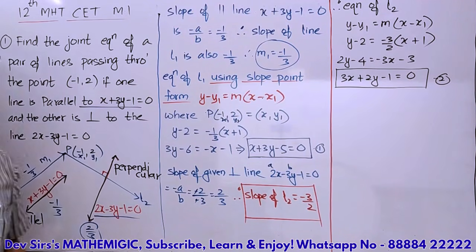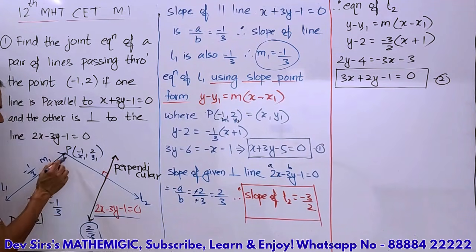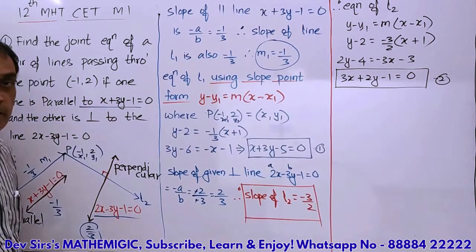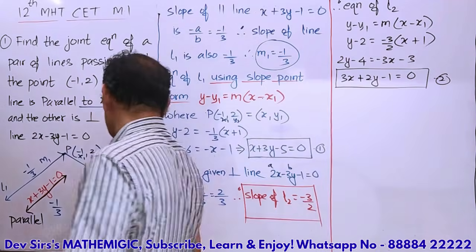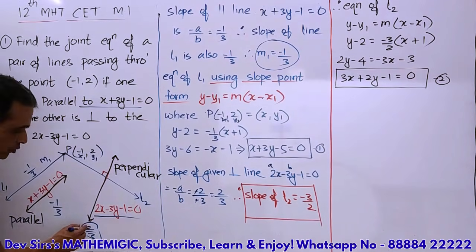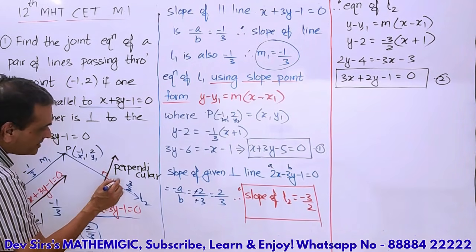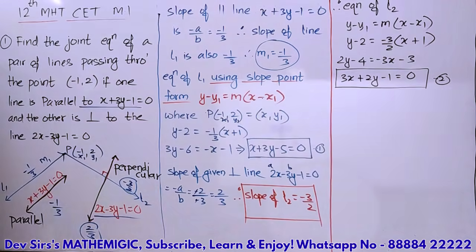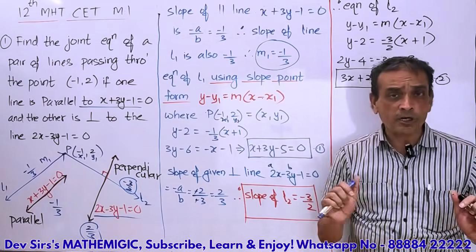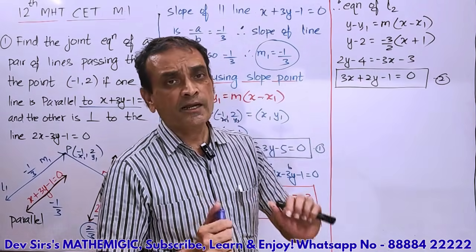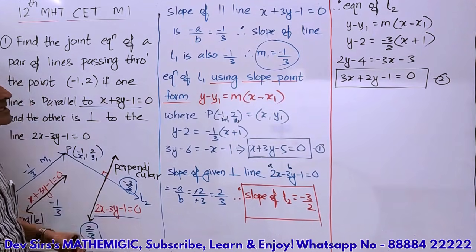Now the important part is, if the slope of this line is 2 by 3, slope of L2 will not be 2 by 3 because it is perpendicular. Now when the line is perpendicular, what do you do? Take the reciprocal of this. Take the reciprocal of 2 by 3, which is 3 by 2, and change the sign. Here you have plus, here you have minus. So that is how you find the slopes of perpendicular lines. Slopes of perpendicular lines are not equal. You have to take the reciprocal and change the sign. So you get the slope of line L2 as minus 3 by 2.